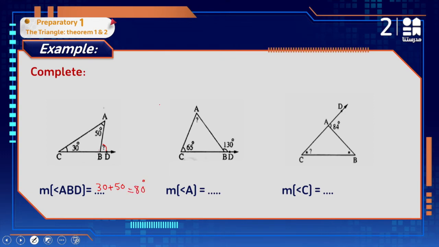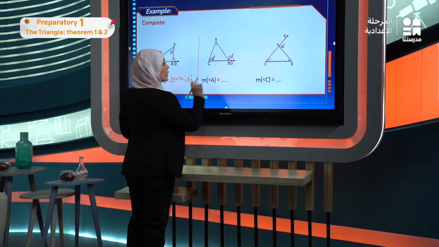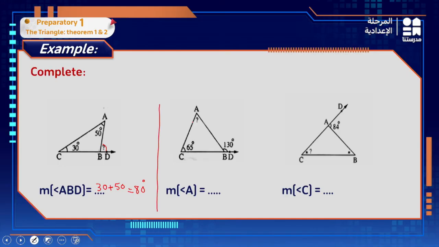Number 2. Here we have the exterior angle is 130, and I need the measurement of angle A. So as we know, 130 is equal to 65 plus A. So here we have 130 minus 65, which is 65 degrees.